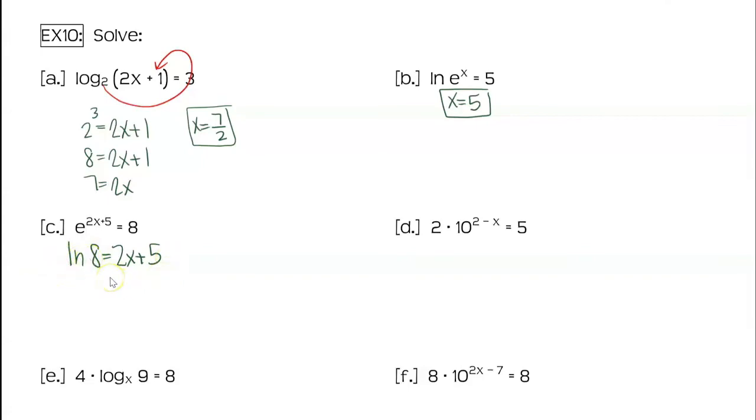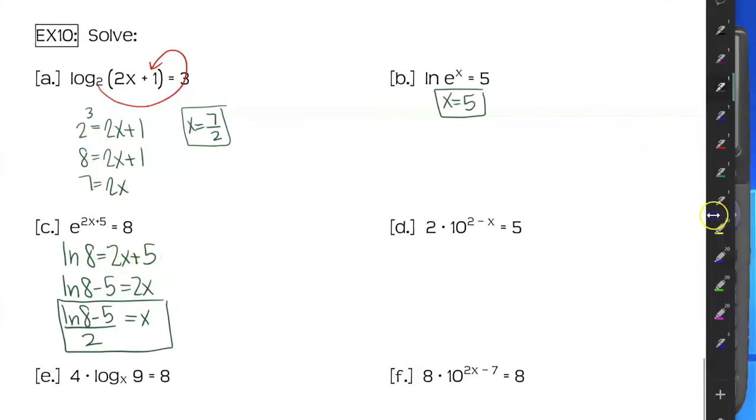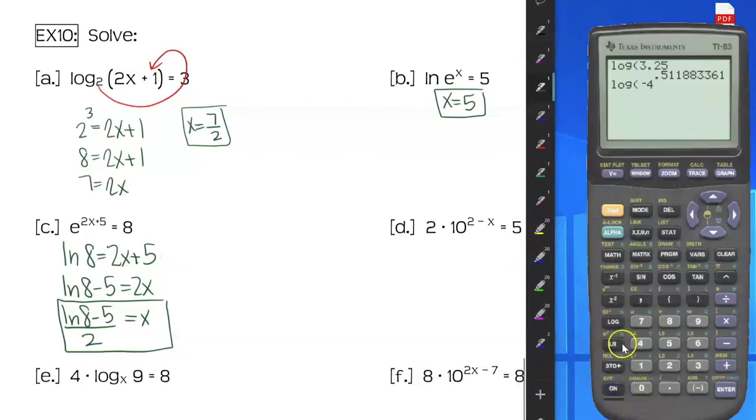I can just subtract 5 from both sides. Notice that 5 is not inside the log, so I cannot combine the 8 and the 5. And divide by 2. This is natural log of 8 minus 5 over 2. That is in simplest form. Or if we want to get a decimal, we're going to go nearest thousandth. So natural log of 8, make sure you hit enter or close your parentheses before subtracting 5. And then divide by 2. So this is approximately negative 1.460.